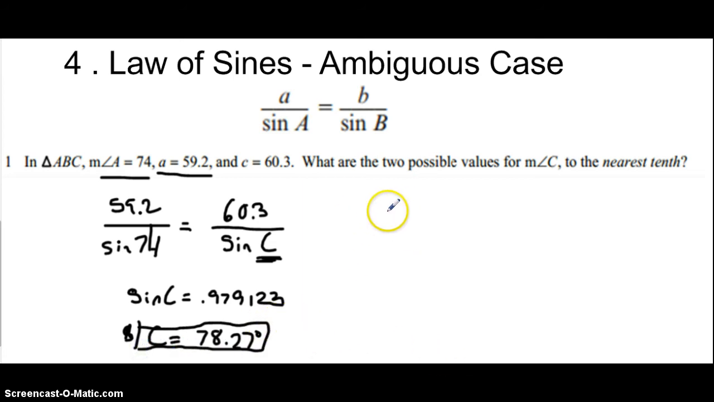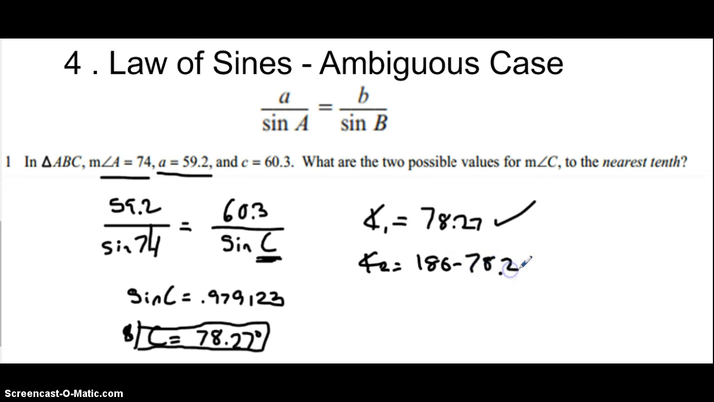From this point, this is what you do. So you have two possibilities, okay? So we're going to say angle 1 is equal to 78.27, and we know that's a good angle, all right? Now you have to see if there's a second possibility. So angle 2, to do this, you just have to do 180 minus 78.27, all right? This is how you find your second angle. You do 180 minus that angle every time. All right, so your second angle should have been 101.73. I'm rounding there again, okay?